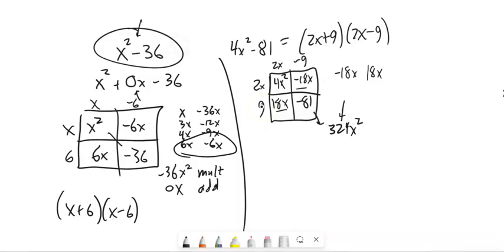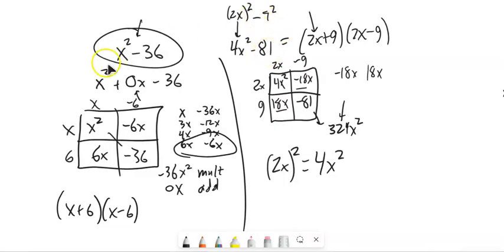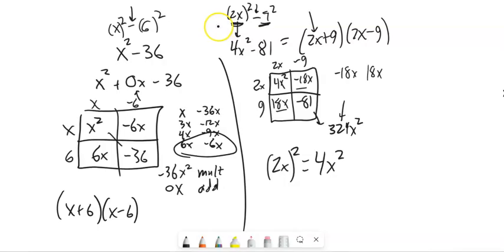Here's what I want you to notice. 2x, if I square 2x, it gives me 4x squared, right? This is 2x squared. And 9 times 9 is 81. This is 9 squared. On this one, x squared minus 6 squared. Notice what I have is the difference of squares.